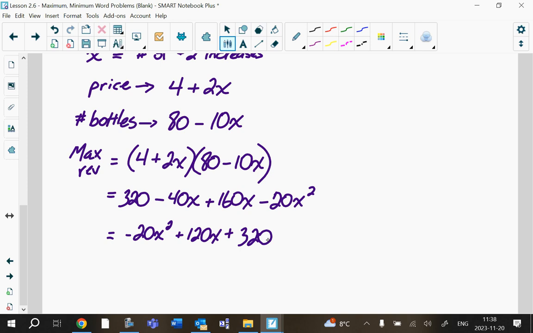And notice, if you look at this, and if you think about the graph of a quadratic function, how can you tell that this is a maximum word problem? Not the y-intercept. How can you tell it's a maximum problem? If you just look at this, because it's negative. Negative means it goes like this, so it reaches a maximum, it comes down. So with a maximum word problem, the x squared term should always be negative. If it's not, you've made a mistake somewhere.